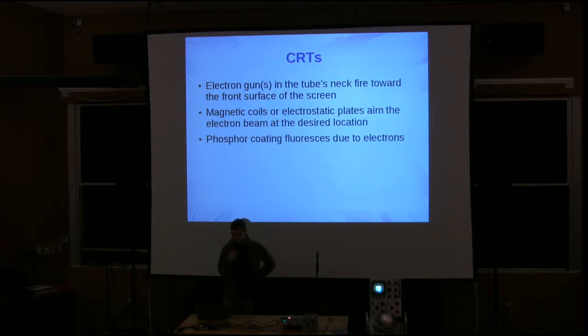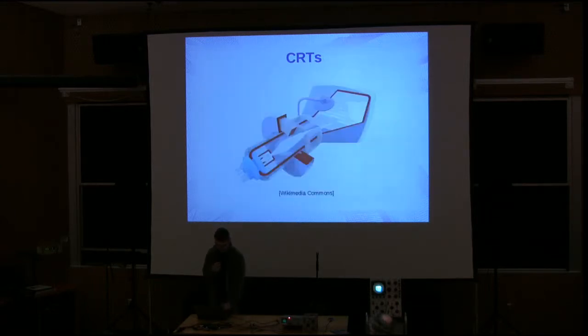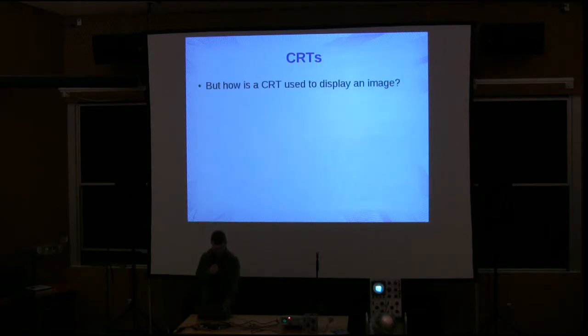You aim that electron beam with either magnetic coils or electrostatic plates. And as I said, the phosphor coating fluoresces because of the beam. Here's a picture of what this looks like. You have the electron gun in the back, and then your magnetics for controlling the beam, and then the screen in the front that will actually have the phosphors that will illuminate.